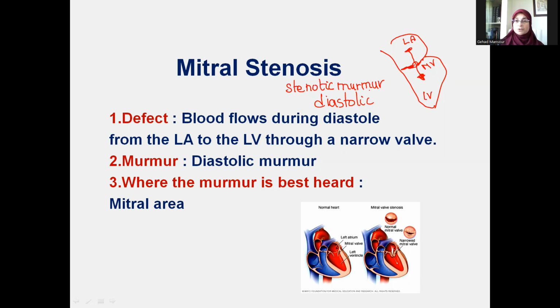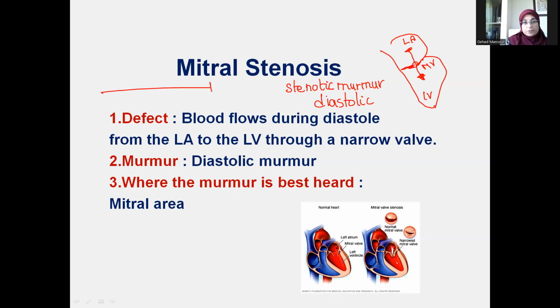So if I ever ask you, why is the murmur diastolic? Because we hear the murmur when blood passes through the mitral valve. And the blood passes through the mitral valve when the mitral valve is open during relaxation of the left ventricle.